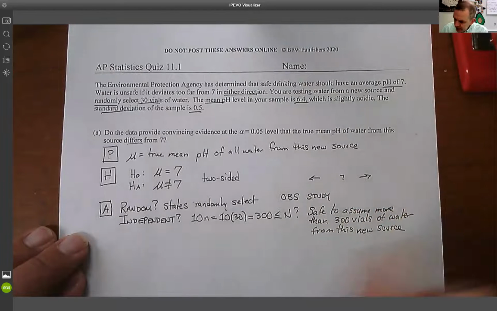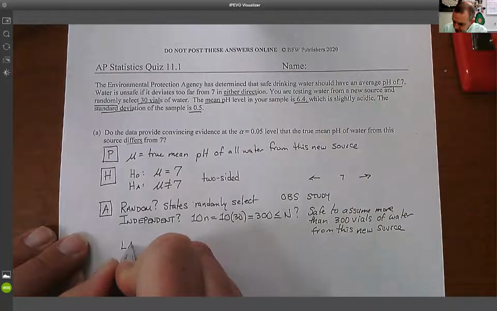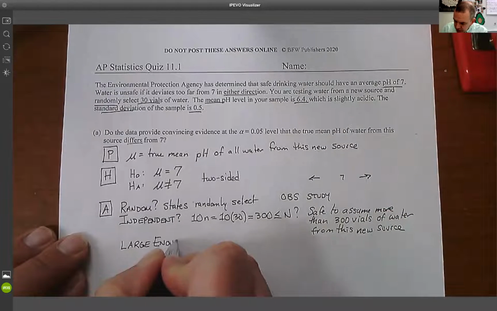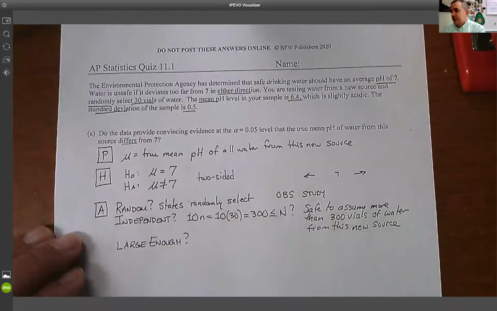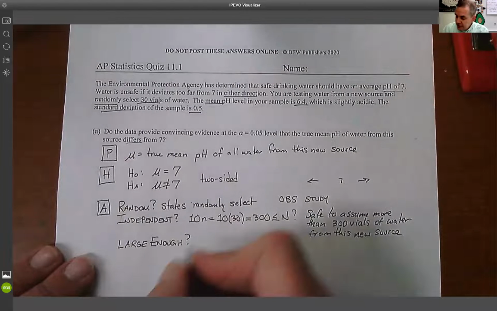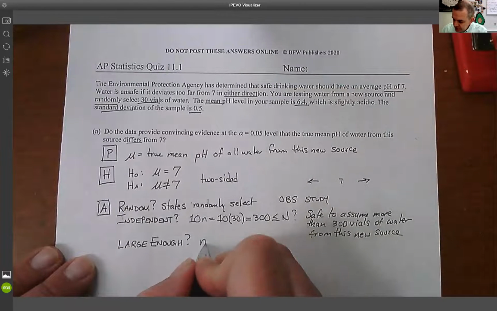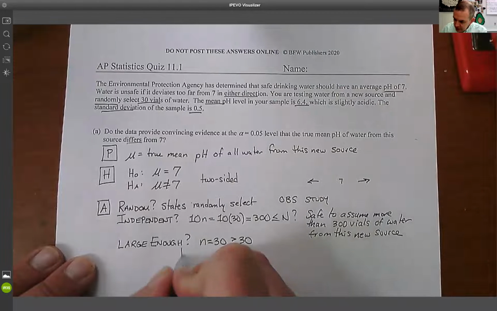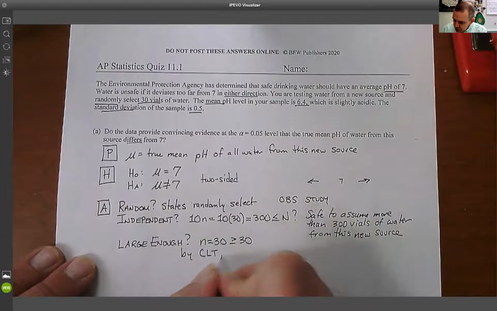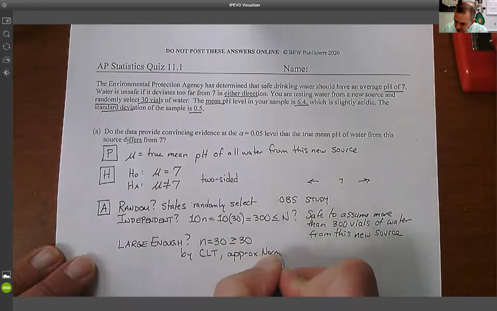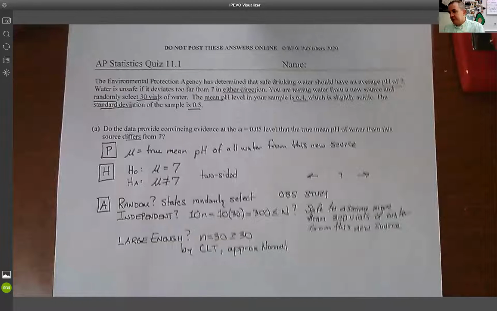Next one is going to be my large enough check. For the large enough check, there are 3 things you go through in order. First thing we look at is, does it say the population is normal? Nowhere in there does it say the population is normal. So we move to the next stage, which is our sample size. Our sample size is 30. That's greater than or equal to 30. So by the central limit theorem, we can describe this distribution as approximately normal. So we validated all of our conditions.